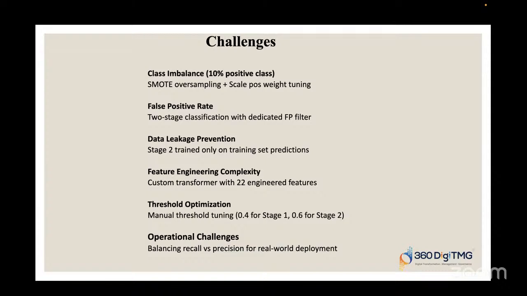Then feature engineering complexity: we made 22 new columns to make our data concise.